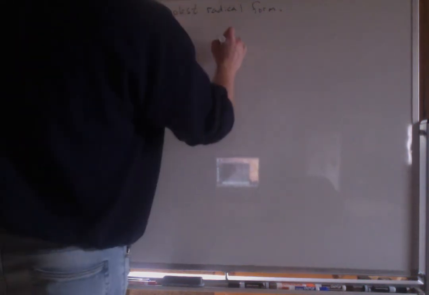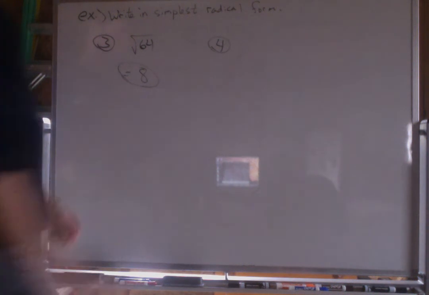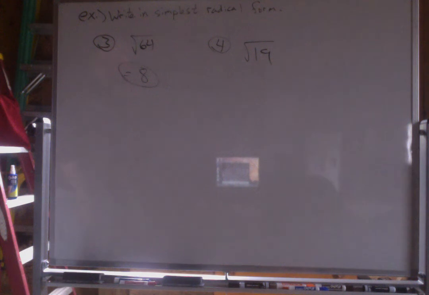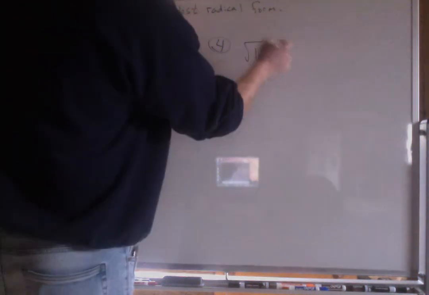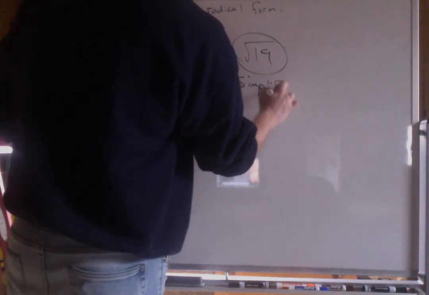Finally, number 4. So again, moral of the story, always make sure to check that it isn't an easy one. Square root of 19. Okay, hopefully you're sitting there raising an eyebrow. Are there any perfect square factors? There are not. That's a prime number, so this expression is already simplified.